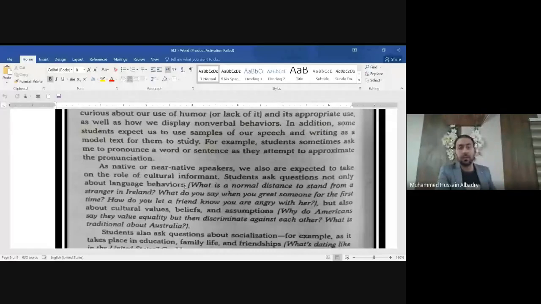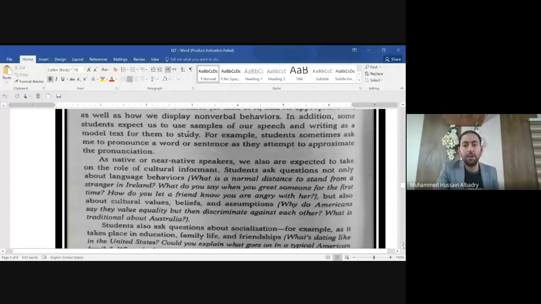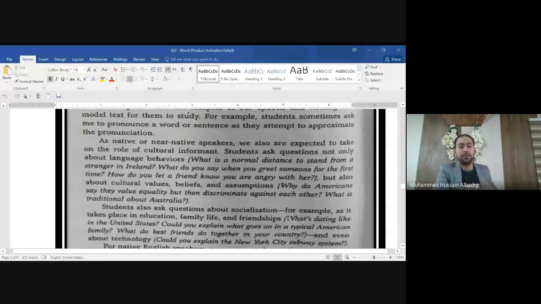You see here. Why do Americans say they value equality, but then discriminate against each other? What is traditional about Australians? About English, for example, because we are teaching English as a second language, we have to know about English, what is in English. Maybe still another example. For example, students may ask you about family life, friendship. What is dating like in the United States? Dating in Iraq, is it the same as in the United States? Dating يعني تواعد.